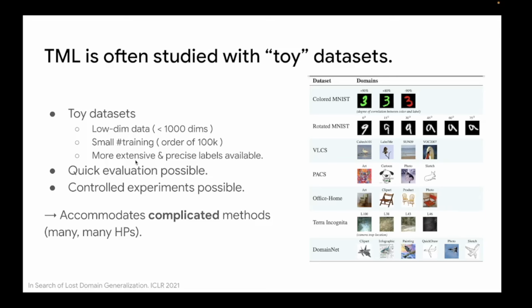In terms of supervision and analysis, you'll have more precise and extensive labels available. So quick evaluation is possible, and you can also do quite a bit of controlled experiments. So you're going to understand how the model is working, and why it's working, for example. You can do all kinds of analysis here. And also within this kind of realm of computation, people can come up with very complicated methods, which involve a lot of modeling and a lot of hyperparameters.